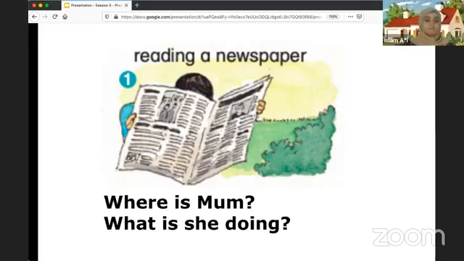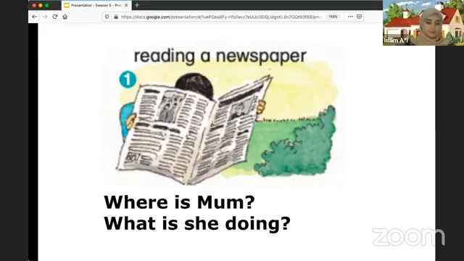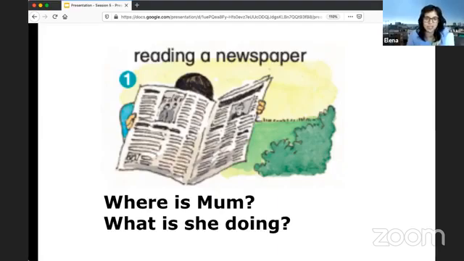I think this one is true. What about everybody in the comments? What do you think? That's right, Ed. We're getting a few comments saying that it is true and that is correct. She is in the garden and she is reading the newspaper. Okay then, let's move on to the next one, shall we, Dahlia?